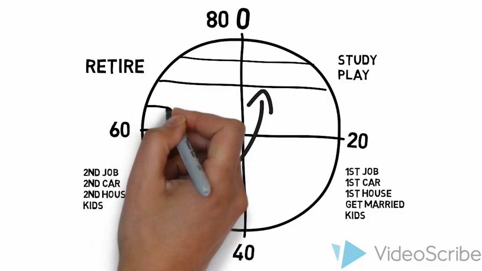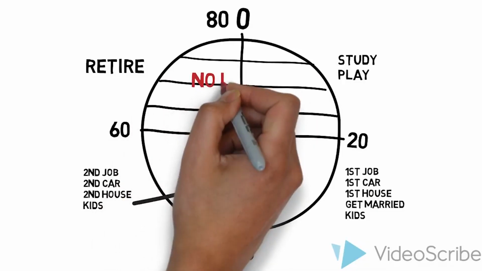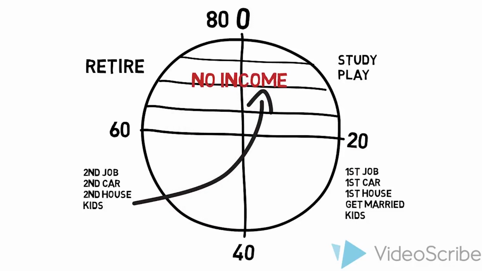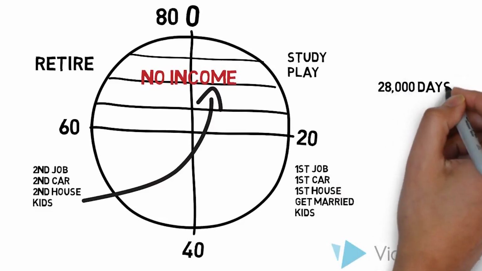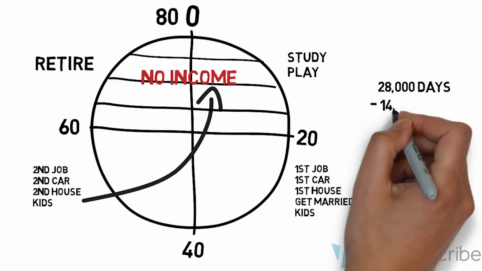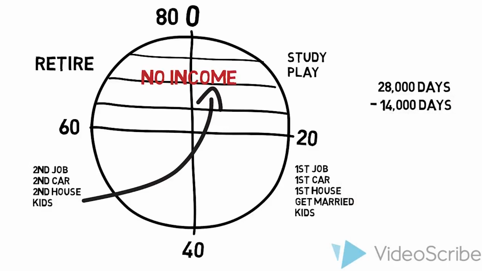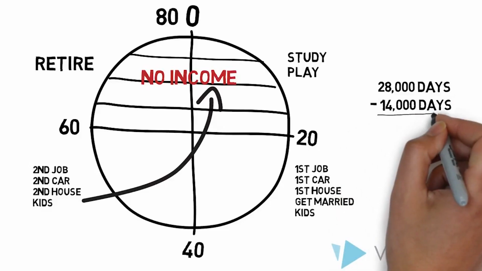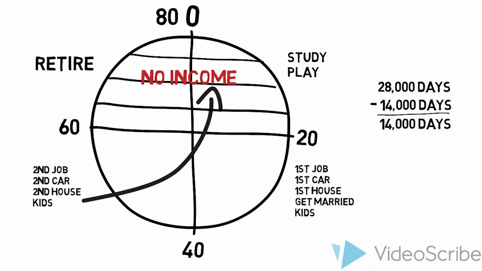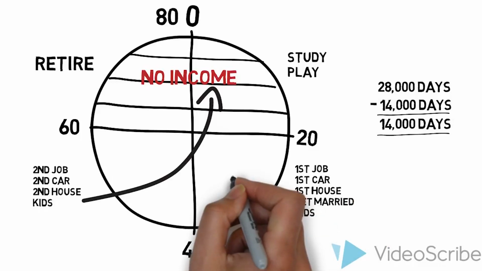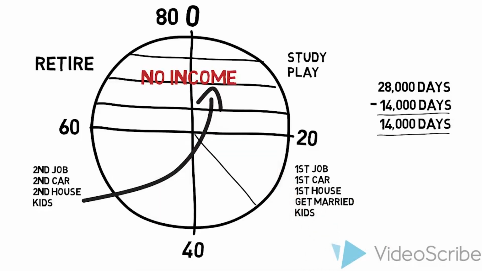Now, this part of our life is the most important because there is no income. So we started with 28,000 days. If we subtract half of it, which is 14,000 days, we all have 14,000 days to achieve all our dreams. Our kids' dreams, our parents' dreams, whatever dreams we have, 14,000 days to achieve it. Now, if you're around the age of 35, this part of life is already over. You only have that much time left.